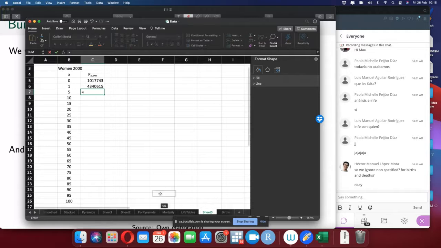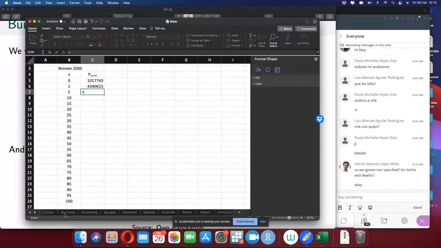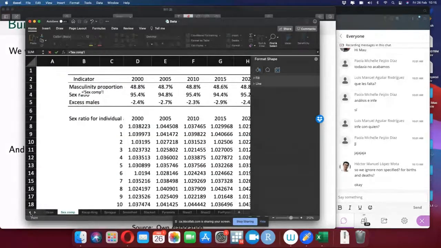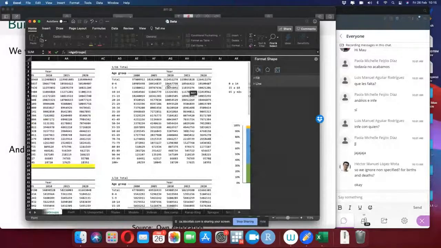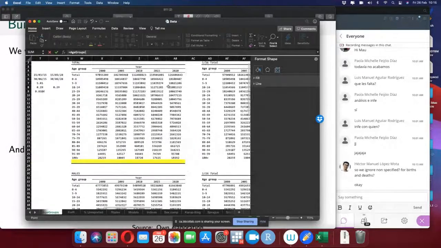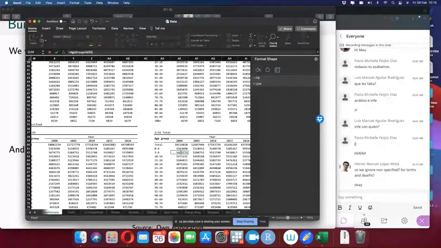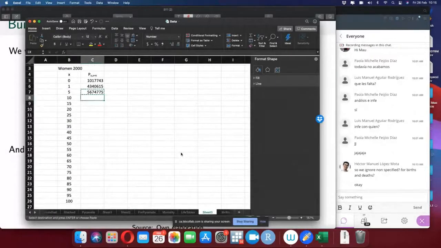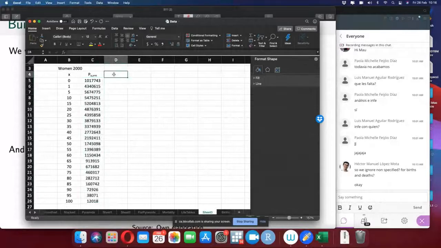Starting at age 5, I can use the population that I got after the 116 table, total men, women, 2005 to 9. So this is my population.